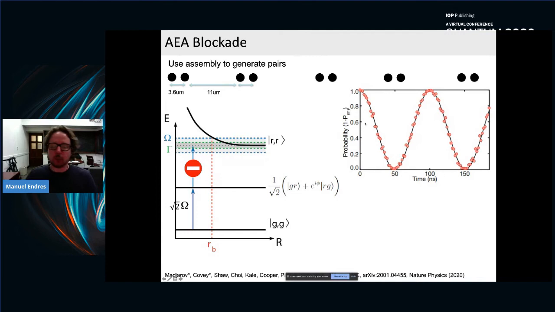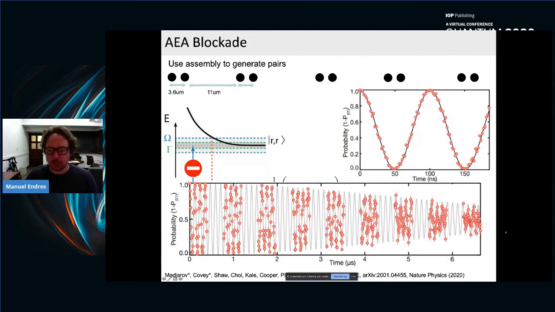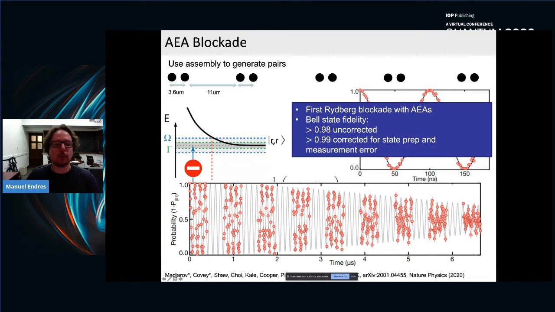We can also look at long-time coherence here. We see quite a few oscillations actually here. And I should say this is the first Rydberg blockade. So this is this effect here where you're blockaded for the RR with alkaline earth atoms. And for the experts in quantum computing, if you look at Bell state fidelities that you can get from these curves by a lower bounding procedure, you would see that you have a little bit more than 98% if you don't correct for state preparation measurement error, and a little bit more than 99% if you correct for that.